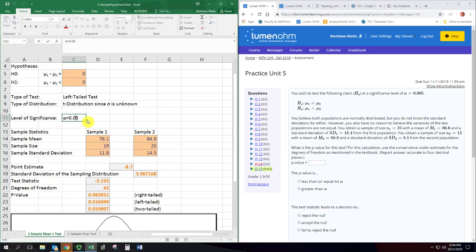All right, we're going to put in the level of significance as 0.005, and we're going to put in the sample statistics from sample 1 and sample 2. So sample mean is 86.6. Sample size is 25. And sample standard deviation from population 1 is 18.4. All right, looking at sample 2, sample size is 13. The sample mean is 88.8. And the standard deviation is 8.1.